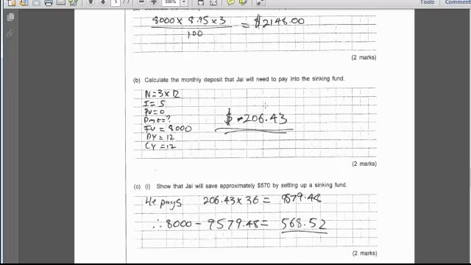So then he's got the sinking fund, which is a future value question. So he needs to get the $8,000, put in all the other gear like you normally would, and you end up with $206.43 that he has to pay every month into that loan.